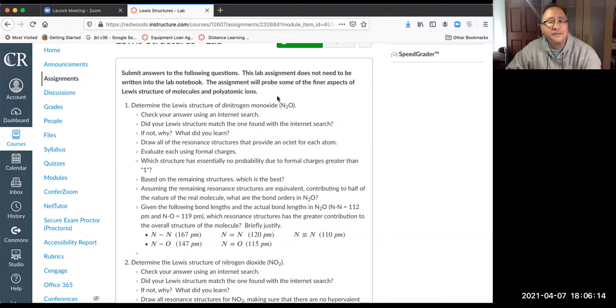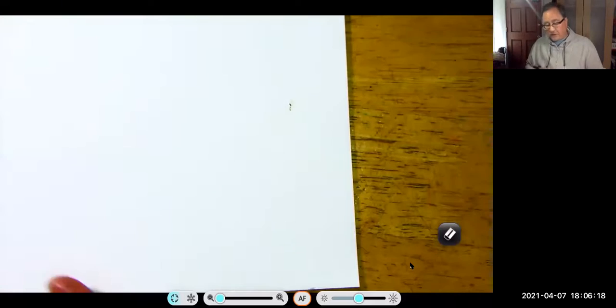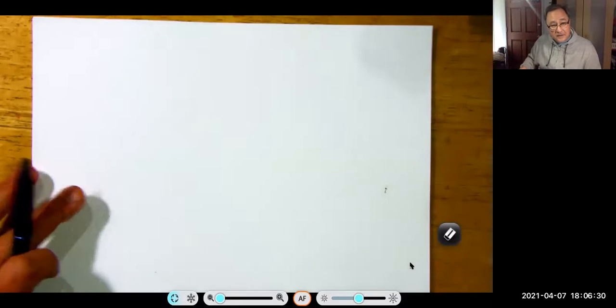Use share. Okay. Let's see. This doesn't look like it's zoomed properly. That's a little better.